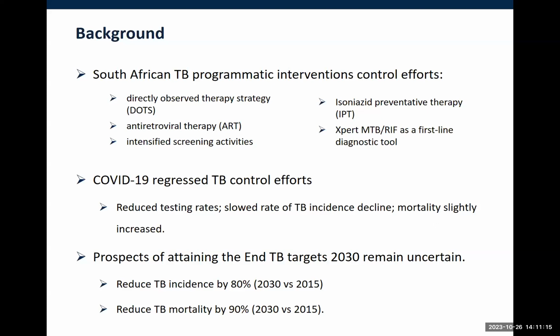So despite TB still being high, South Africa has implemented various interventions to control TB, and among these which are established to be in place include DOTS, the rollout of ART, intensified screening activities, and provision of preventative therapy, and the rollout of Xpert to replace the previous diagnostic tools as first line, mainly smear microscopy. And these have contributed to reducing TB in South Africa. But also in 2019, 2020, we experienced the COVID epidemic, which regressed some of the efforts precisely by reducing the rates of TB incidence decline and slightly increasing mortality. And so the prospects of reaching the End TB targets for the nearest coming ones for 2030 still remain uncertain.